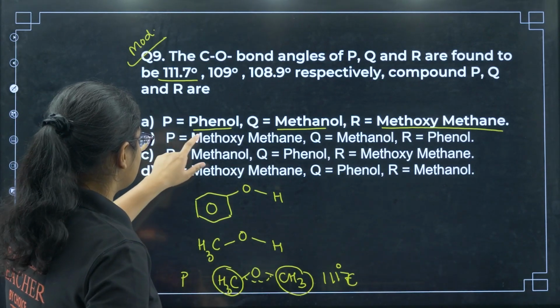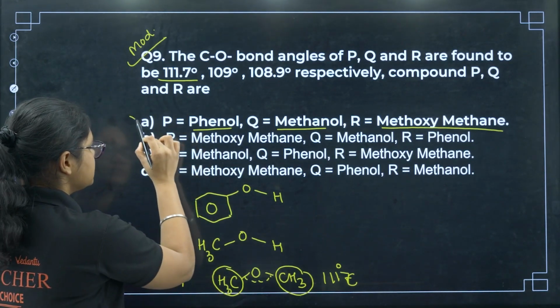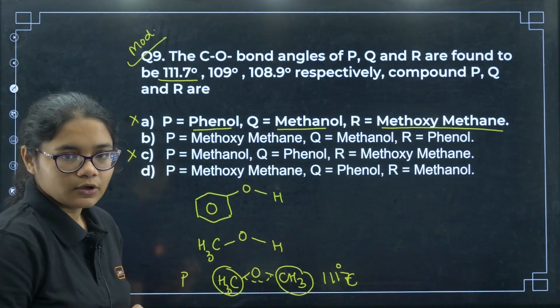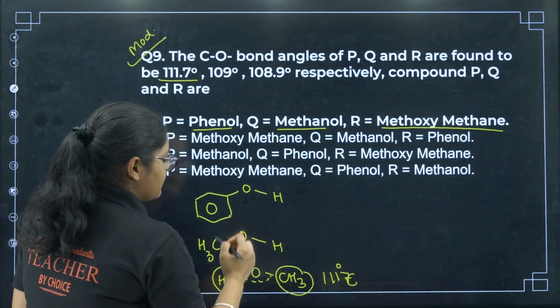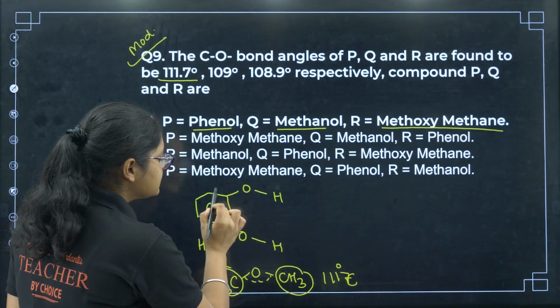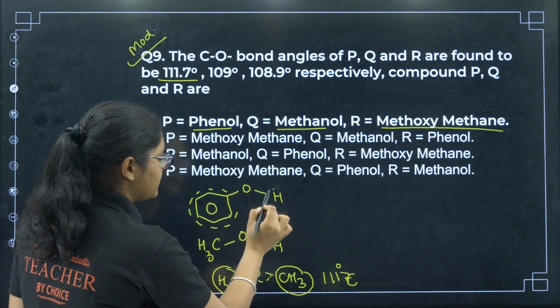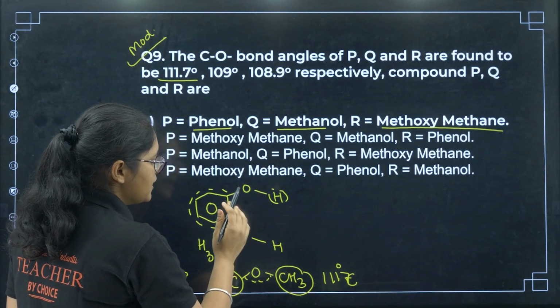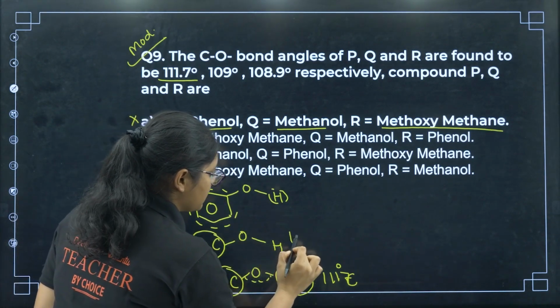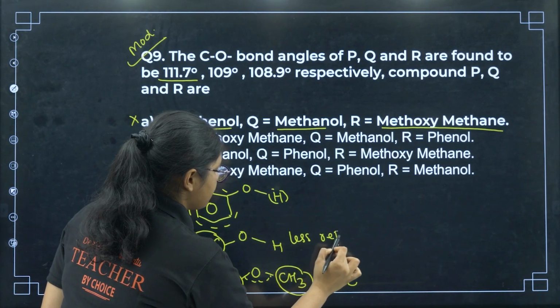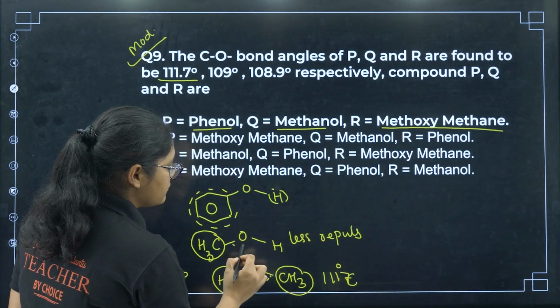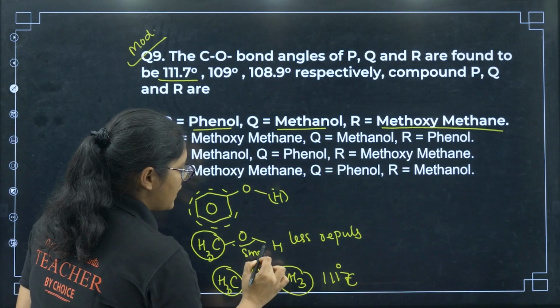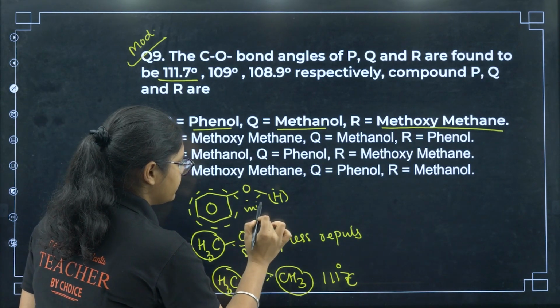So P is equal to methoxymethane. I have two options. I can eliminate these two. Now if I compare here, again this is a bulky group, right? So this bulky group and this will have some repulsion, and here there will be less repulsion, right? So this angle will be the smallest and this one will be the middle value.